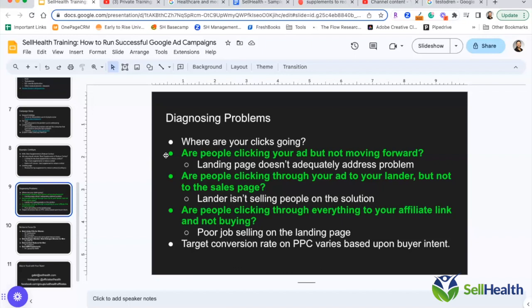Okay. Number one is, where are your clicks going, right? So making sure that they're going to the landing page. And a lot of your problems are going to come about from having poor landing pages.